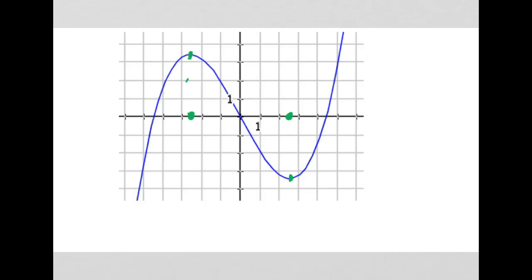To the left of that left 0, my graph is going up, so I know I am increasing there, so my y values are positive. In between my two zeros, my graph is going down, so I know I'm negative there. And then finally, on the right of that other 0, I'm again going up, so my graph has to be positive.